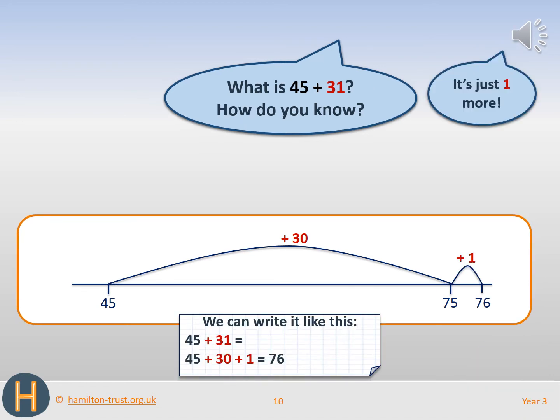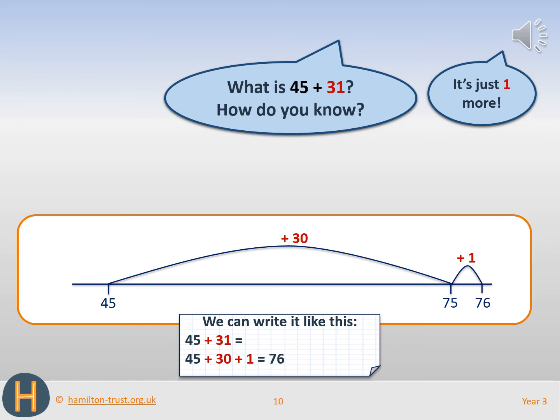When we add 31 to 45, it is a near multiple. 45 add 30 is 75, and 31 is just one more than 30. So all we have to do is add on one more. So one more than 75 is 76.